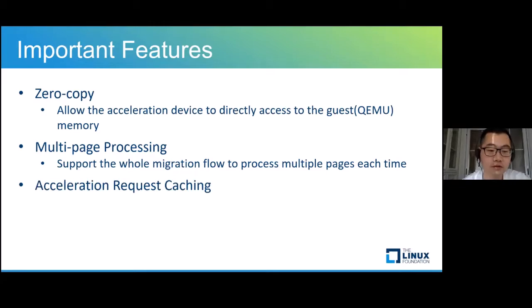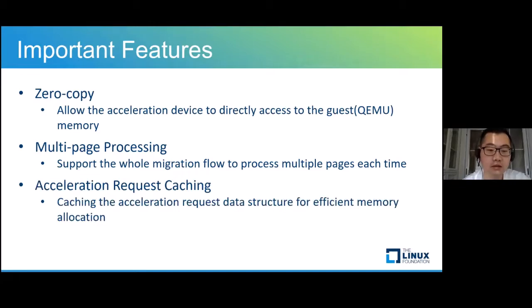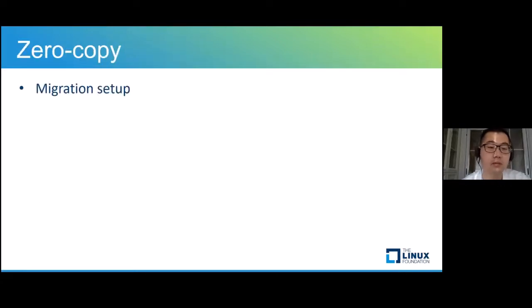And the third feature is acceleration request caching. This feature just caches the acceleration request data structure for efficient memory allocation. I will introduce more details about those three features. For zero copy, at the migration setup step, the QEMU memory needs to be pre-allocated and pinned. This is to prevent the memory from being swapped out during migration.